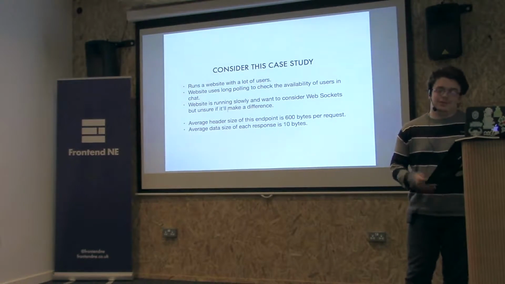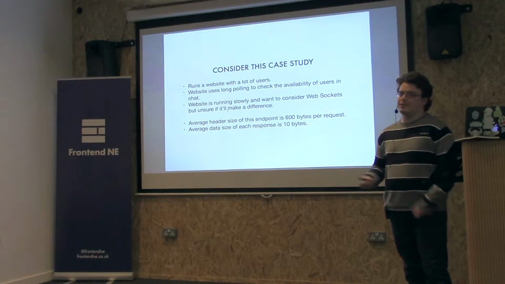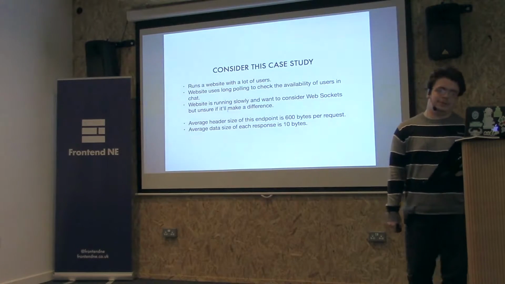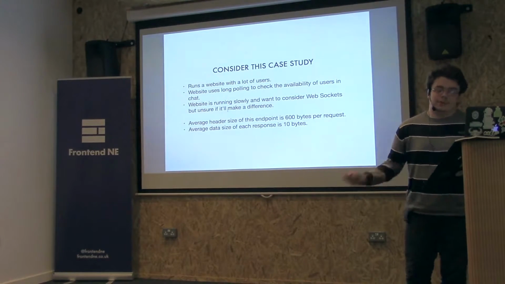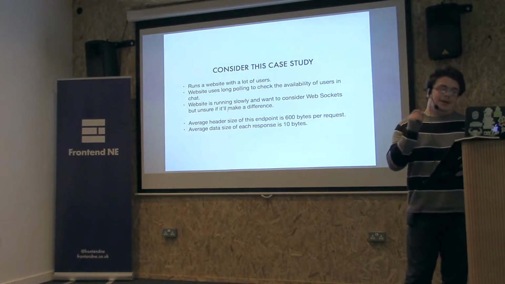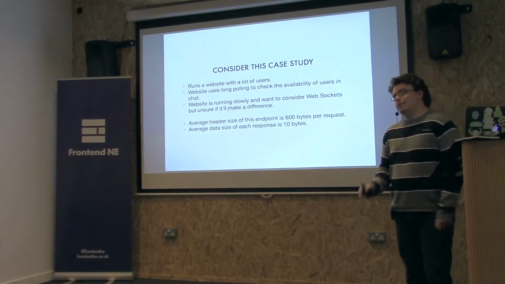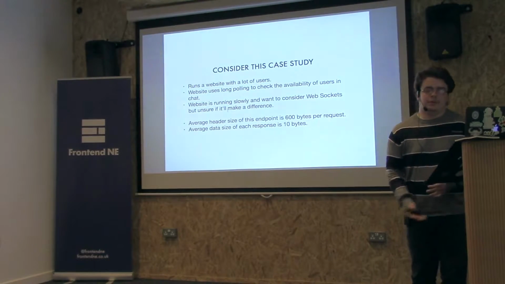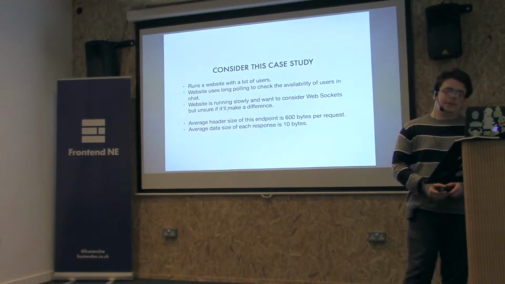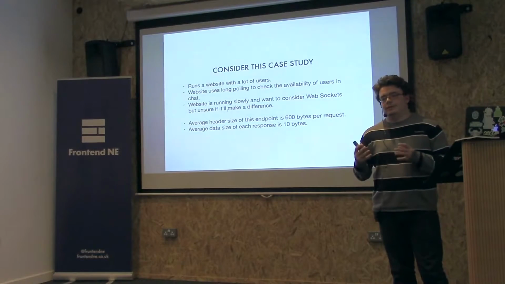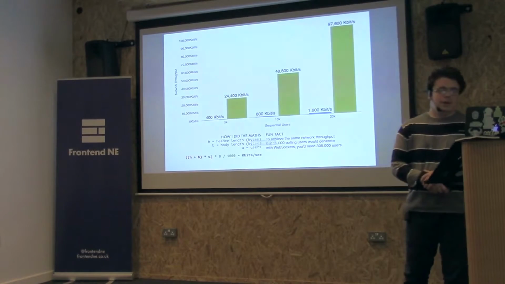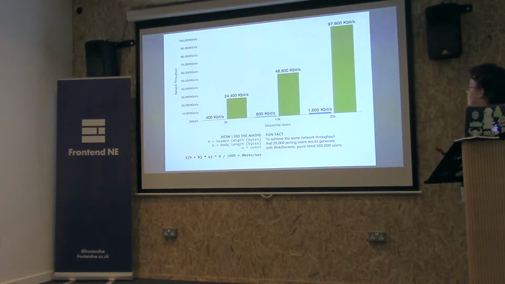The website's running slowly because of long polling, and you find that you throw money at the problem. You're getting more servers to try and handle this bandwidth throughput. And you want to consider WebSockets because, well, it might make a difference. So a few things to note when we're doing these calculations: the average header size of the endpoint that we're using with XHR is 600 bytes per request, and the average data size of that, the actual body of the response, is 10 bytes.